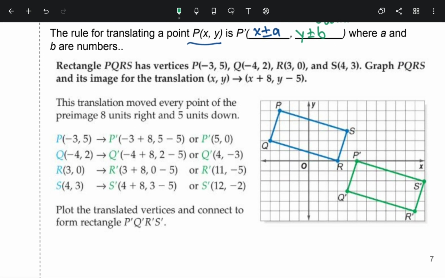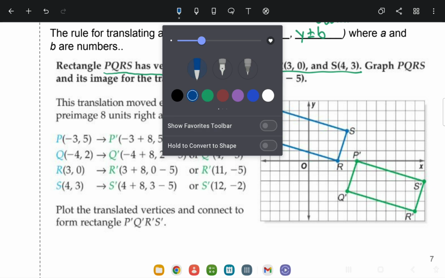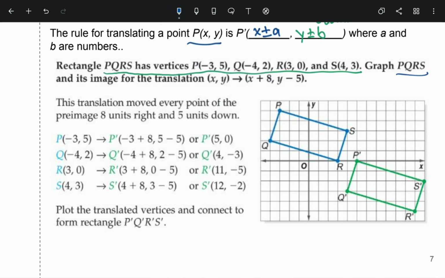So here we have an example. We are given some rectangle PQRS, which has these four vertices. (-3, 5) is point P, (-4, 2) is point Q, R is (3, 0), and S is (4, 3). We want to graph PQRS and its image for the translation (x, y) becomes (x + 8, y - 5). So this x plus 8 means we're moving to the right 8 and we're going down 5. So every point is going to move right 8, down 5.